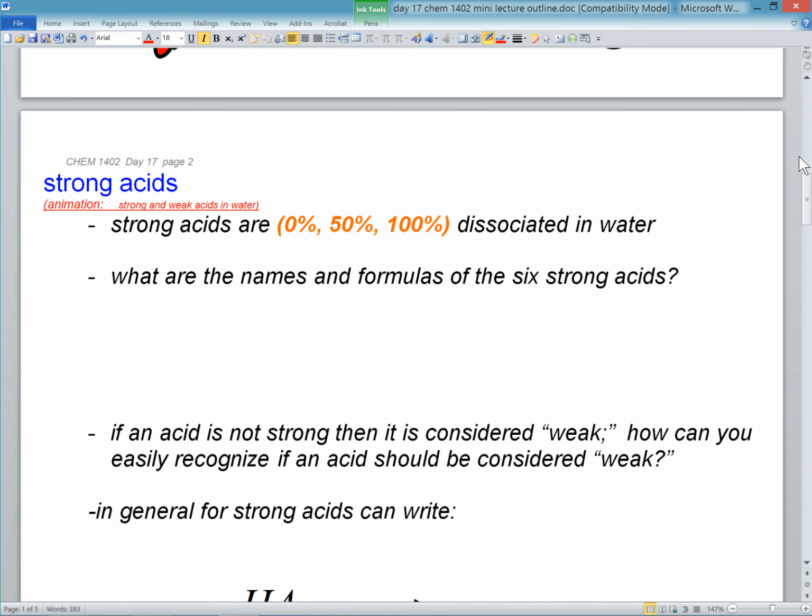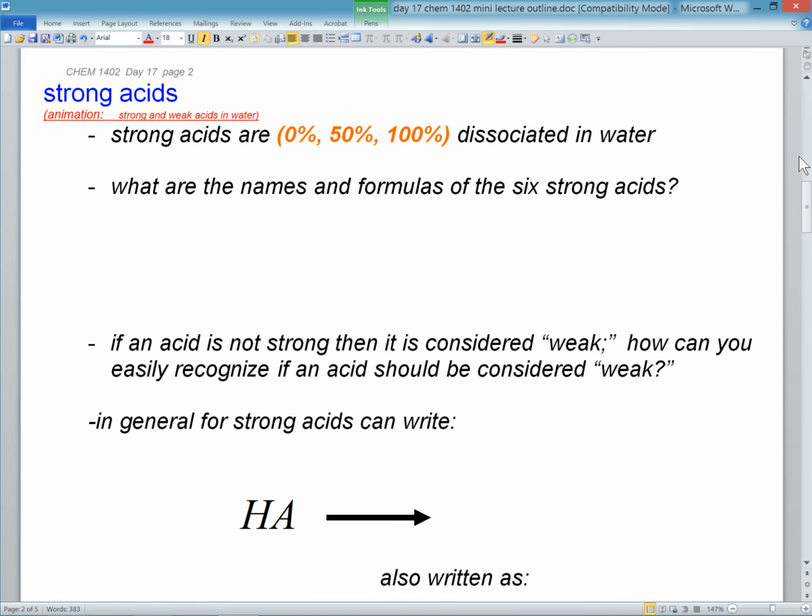So acids and bases are really important. They're all over the place. So let's start with strong acids.